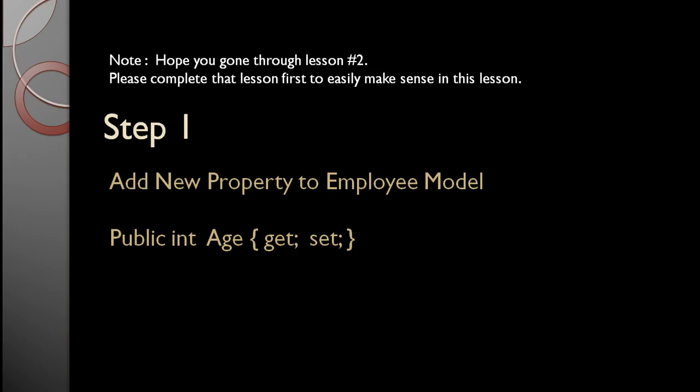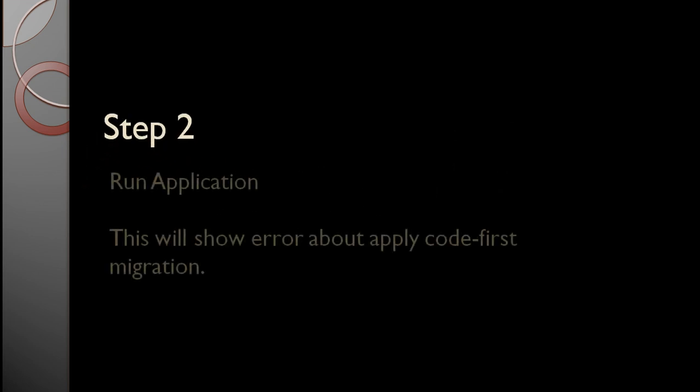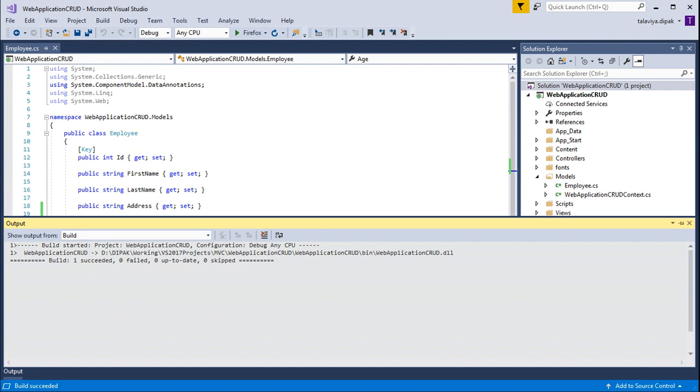So our first step is completed, and for the second step, run the application. This will show an error about applying code first migration. Why will this show an error about code first migration? This is because we added a new property to the model and that property doesn't exist in our database. So the model properties and database columns are mismatched now, and as per the criteria of ASP.NET MVC and Entity Framework, this will show the error. Let's see what kind of error it shows.